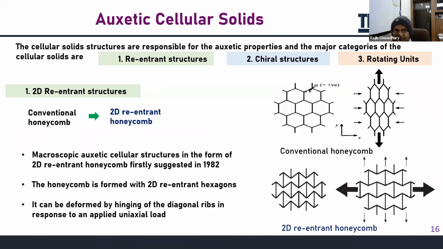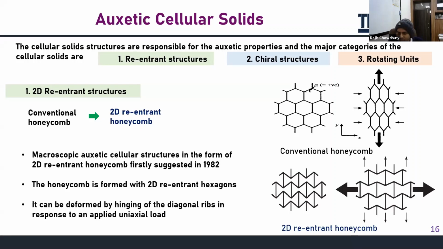So essentially, these particular cellular solid structures are responsible for these auxetic properties. I would say there are three major subcategories. One is called the re-entrant structure. The re-entrant structure is a very old-fashioned structure. I think it has existed since the 1960s onwards.